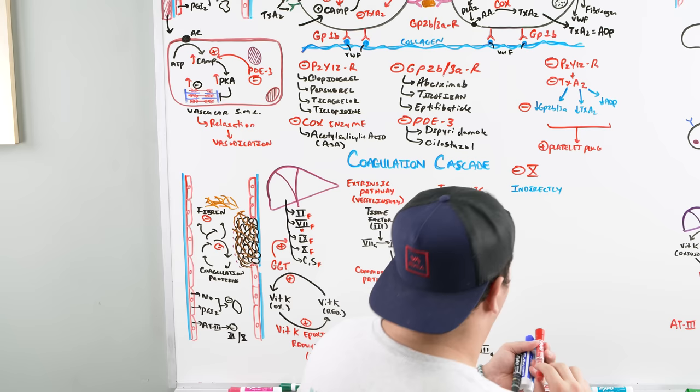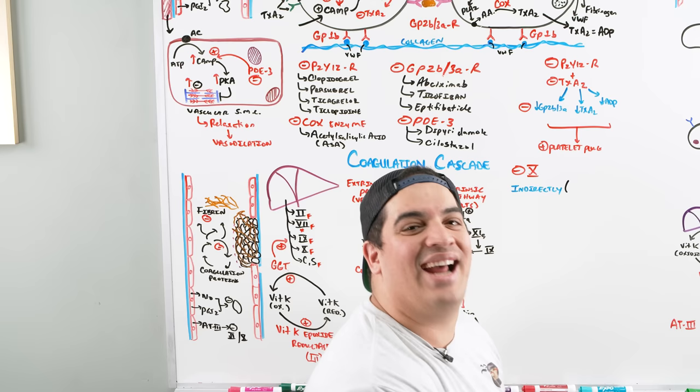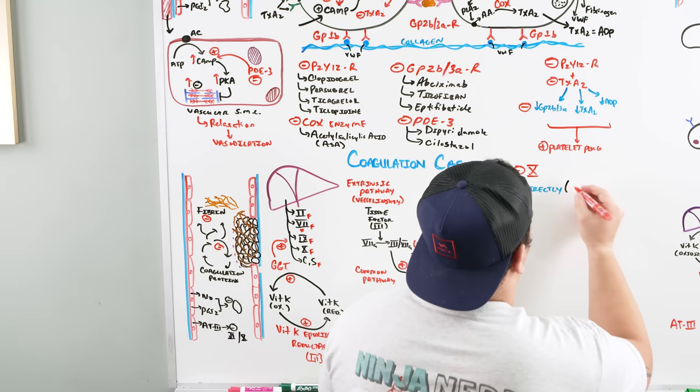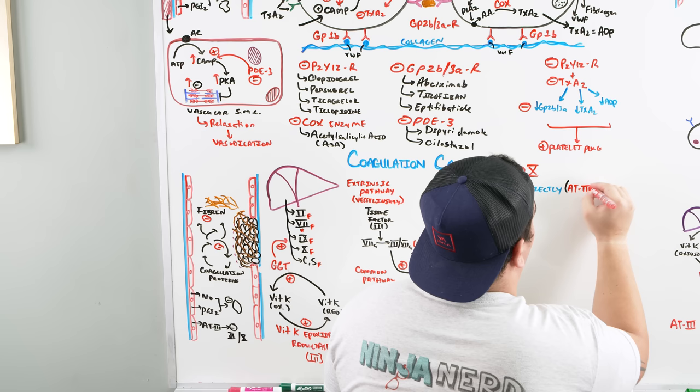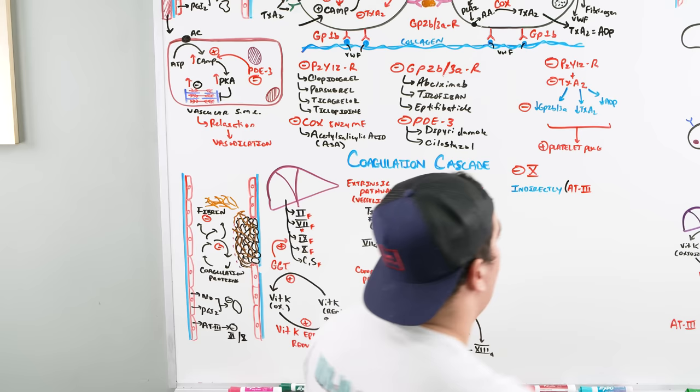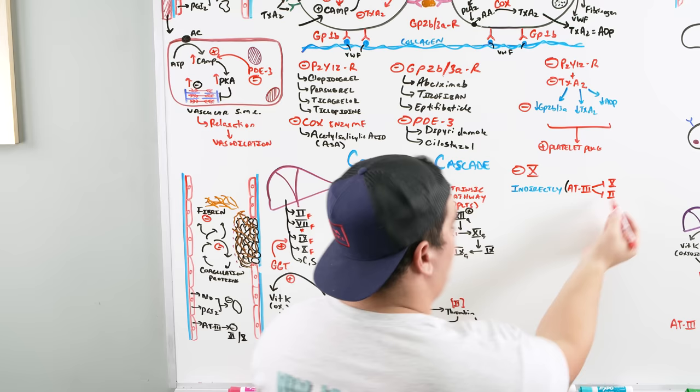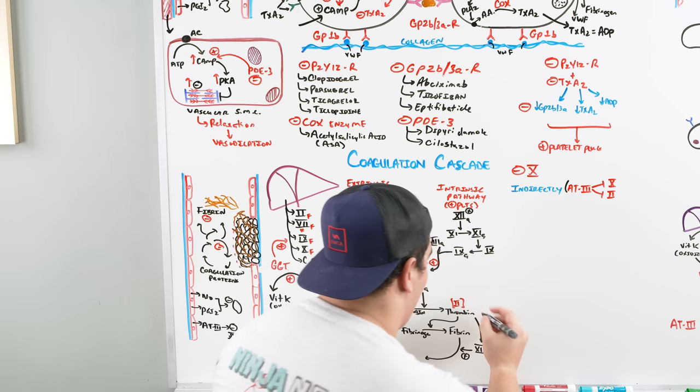Great question. There's a special molecule that I mentioned a little bit ago called antithrombin 3. Antithrombin 3, if you guys remember, works to do something very special. It inhibits factor 10 and it inhibits thrombin, which is also known as factor 2. Just so you know, thrombin is factor 2. There was no pun intended there, but thrombin is factor 2.